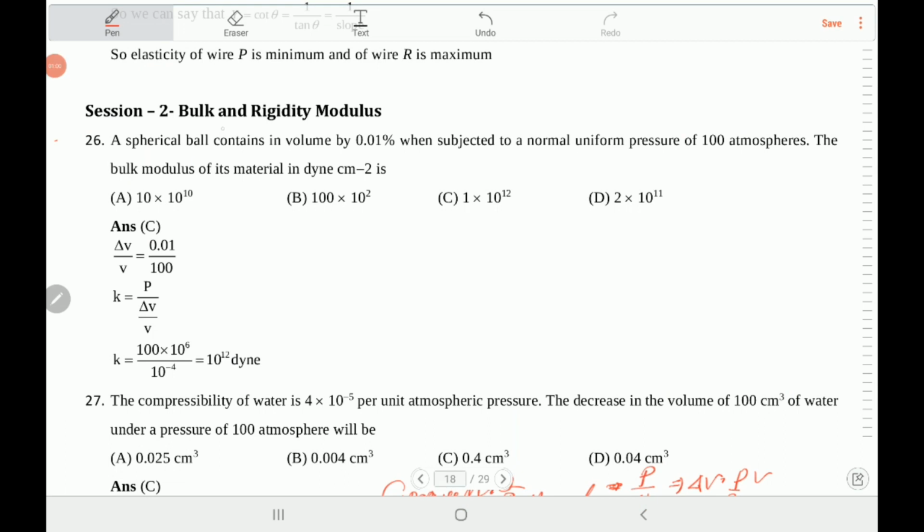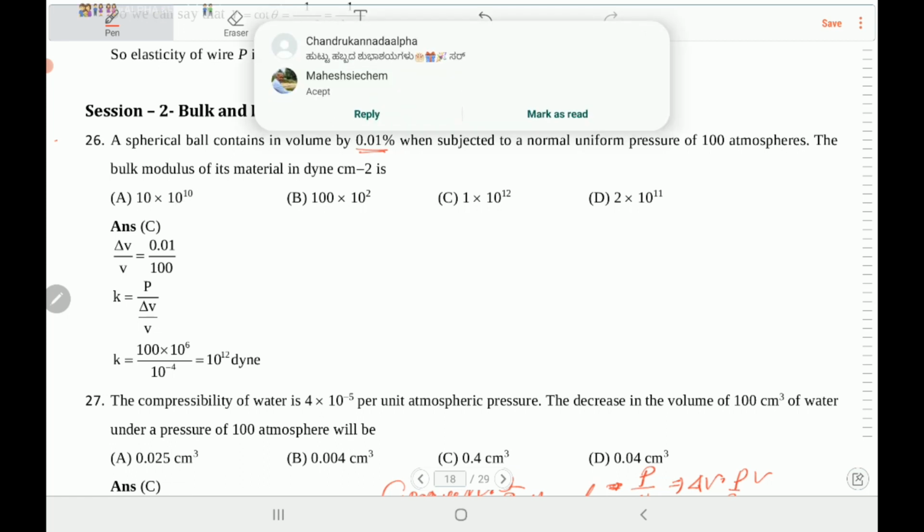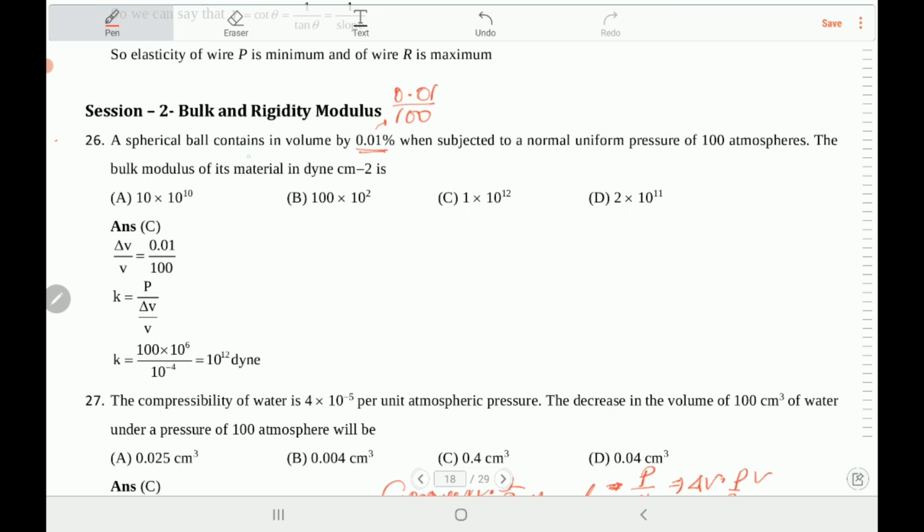Next one, children, on bulk and rigidity modulus. The spherical ball contains volume 0.01%. How do you write 0.01%? Here itself we will clear this. 0.01 by 100. So volume decreases by that, that's what he says. It contracts. You write contracts. Volume decreases. So change in volume to initial volume is this.